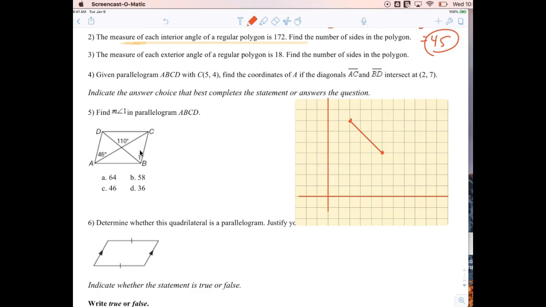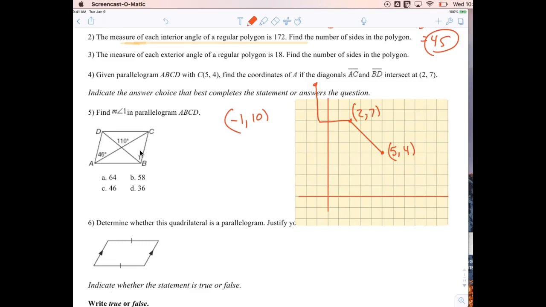You with me? And so this point right here, we said was (2, 7). This point right here was (5, 4). That means for the other endpoint, I have to go 3 back, and I have to go up 3. You agree with that? So that's why the answer was what? Negative 1, 10. Because the intersection is the midpoint. You with me?